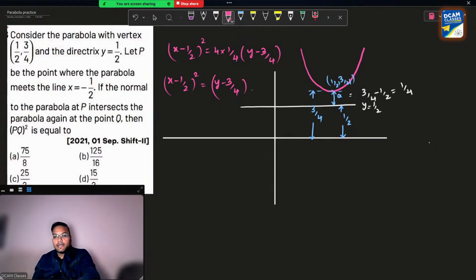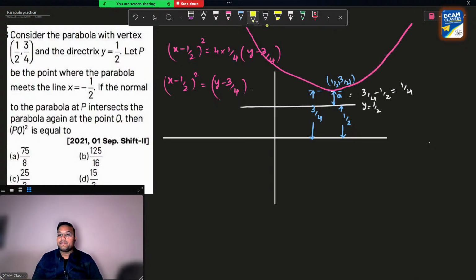Now once you have got the parabola equation, they have given the point P. P is the point where the parabola meets the line x is equal to minus half. Actually, I have drawn the parabola like this, but the parabola has to be much bigger than this. And there is a line x is equal to minus half, which cuts it at some point P, that you can find if you want. P's x coordinate is minus half, y coordinate you can find by putting in this.